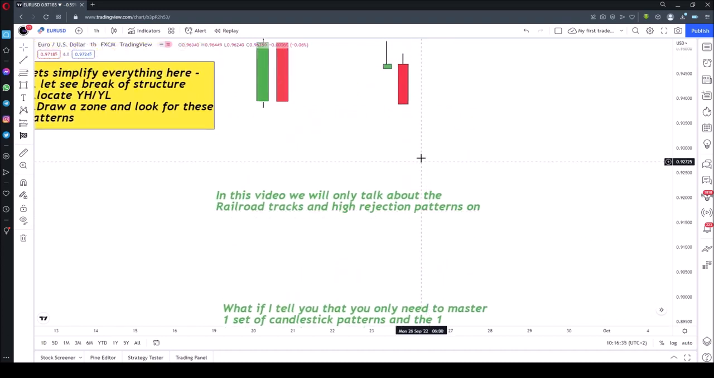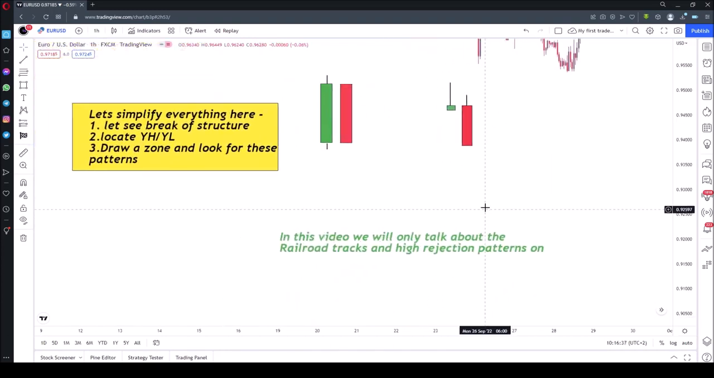So what are railroad tracks? Railroad tracks are basically two candlesticks of the same length like these, right? And the high rejection patterns are candlesticks that leave wicks on the side of rejection. So let's simplify everything here.